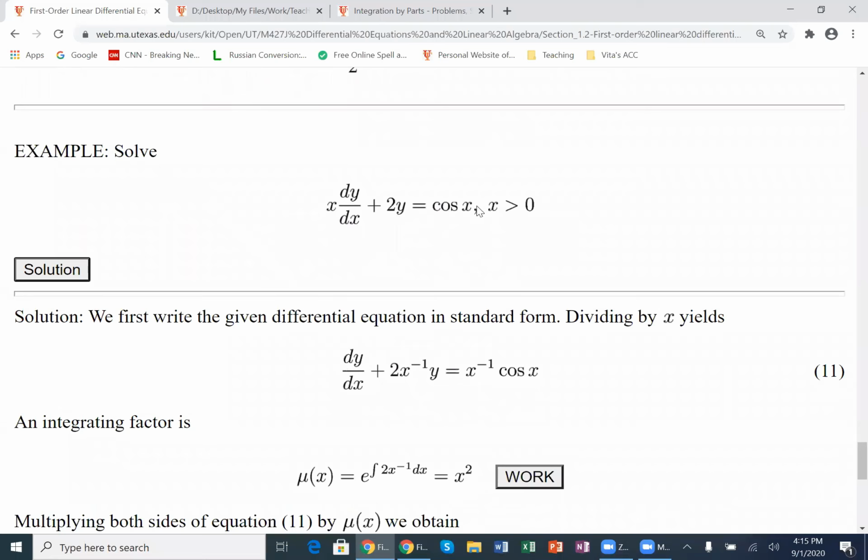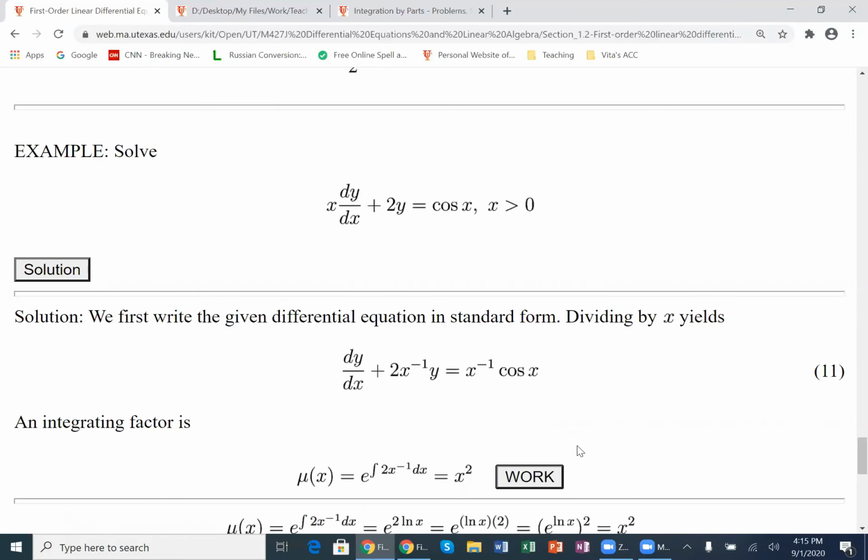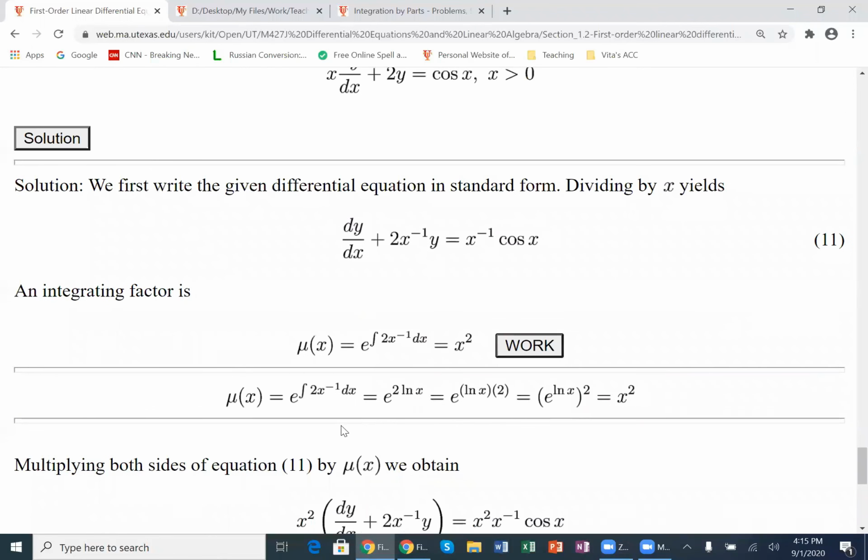We divide both sides by x. Done. And now a of x is equal to 2 times x to negative 1. Next step, find mu of x. And now, please be careful. So, mu of x is e to the integral of a of x dx. A of x is 2x to negative 1.